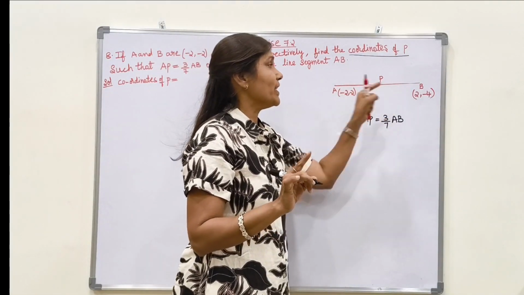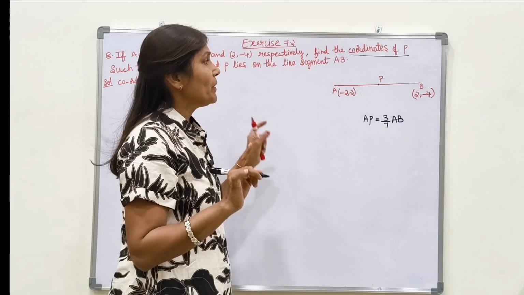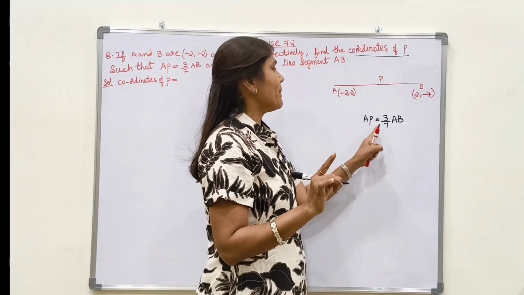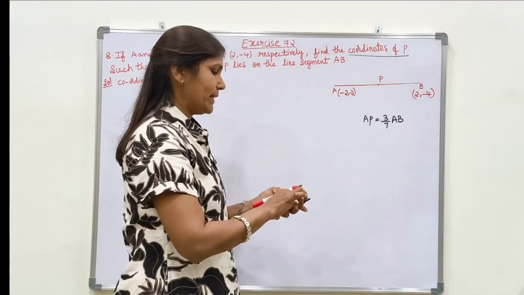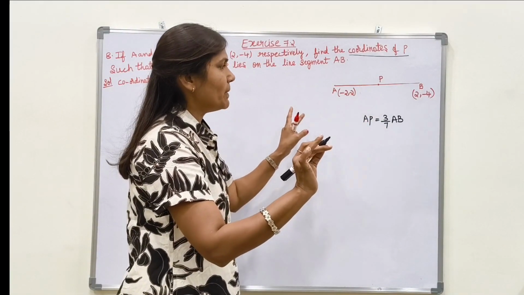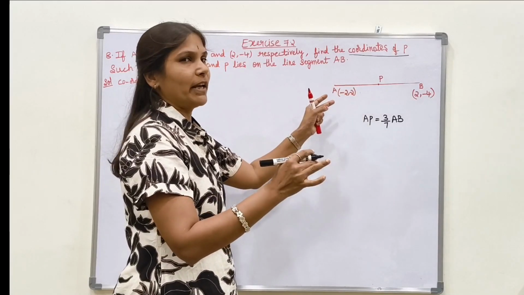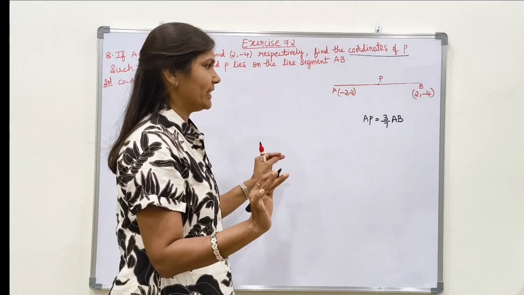But we don't know the ratio. m1 is to m2, we don't know. But to find m1 is to m2, the clue is AP is equal to 3/7 AB. If we solve this, we will get the ratio. After finding the ratio, we write the section formula, and then you will get the answer.